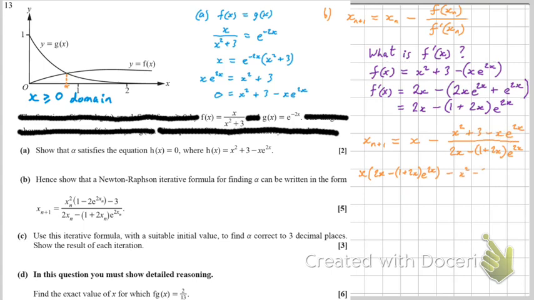So notice I'm dealing with the signs carefully. So we're taking away x squared, we're taking away 3, and we're taking away negative x e to the 2x, which is why the signs have gone a bit funny here. This is why this is a hard question, because there's a lot of little things where you could go wrong. The denominator we know. And then we need to somehow show that this numerator here is equivalent to this numerator here. And if you just simplify and be careful with it, it works.